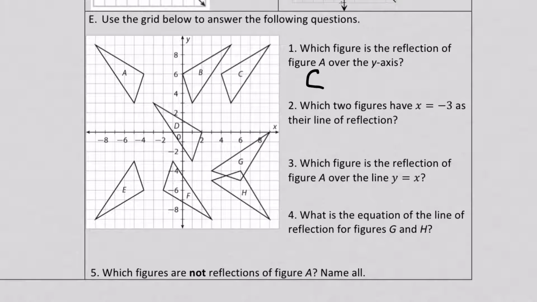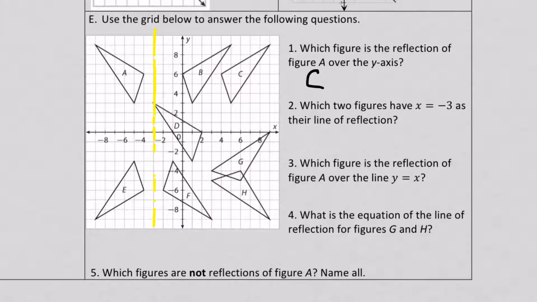Alright, next one. Which 2 figures have x equals negative 3 as their line of reflection? To help me out with that, I'm going to draw x equals negative 3. Then I will erase it for the next question because I won't need it. But x equals negative 3, remember what that means. It means on the x-axis, find negative 3 right here, and then draw a vertical line. Here's x equals negative 3. That's x equals negative 3 right there.